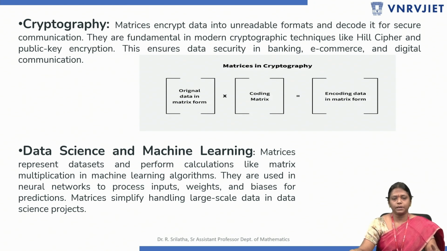This is the format we'll be implementing here, that is A cross B. Let's take the original matrix as capital A and the coding matrix as capital B. The multiplication A cross B gives the encoded data in matrix form.